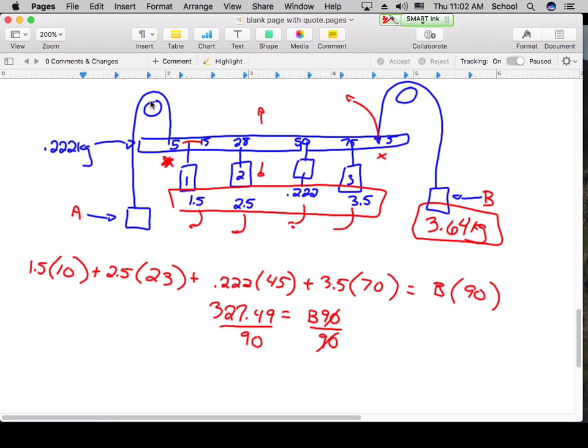So if we do that, A would have to equal 4.08 kilograms. And that way A plus B counterbalances all the other four weights. Aha, I see.